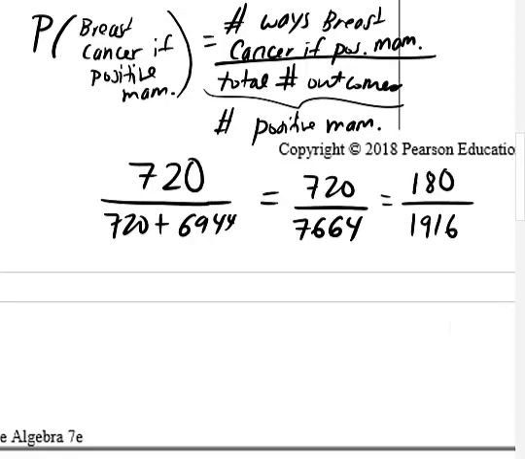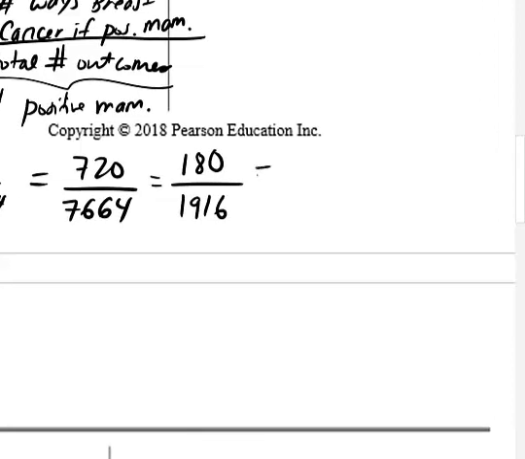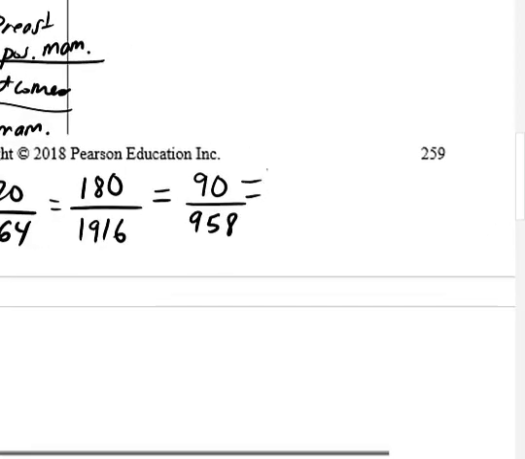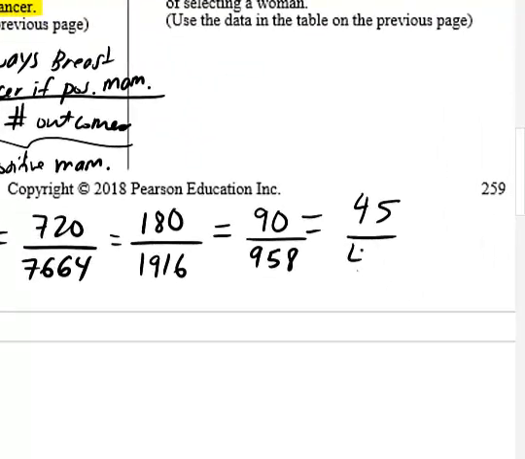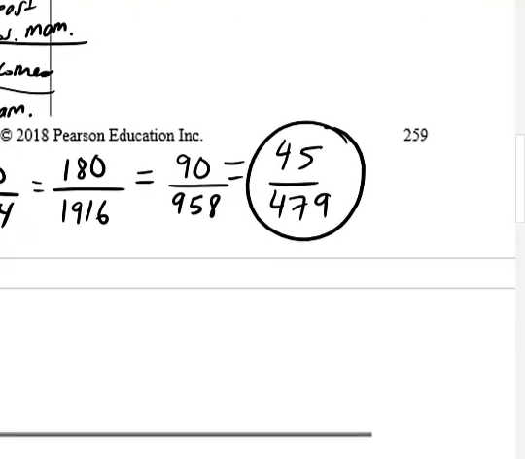Looking at that, I can see that those numbers are both even again, so I should be able to divide. 180 divided by 2 is 90. 1916 divided by 2 is 958, but those are both even again, so I can divide by 2. This is probably the worst part of probability, just trying to reduce the fraction. So it's 45 over, actually, I forgot the denominator is the same as we got before, 479. There we go. And that's what they want.